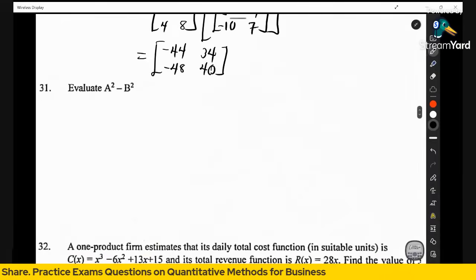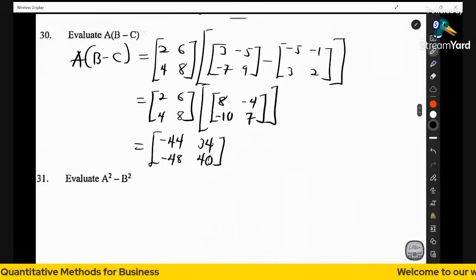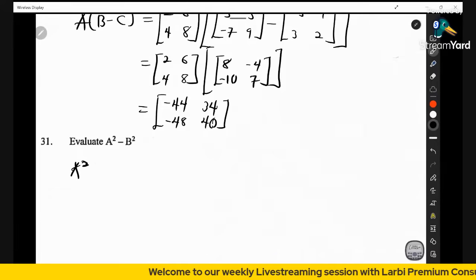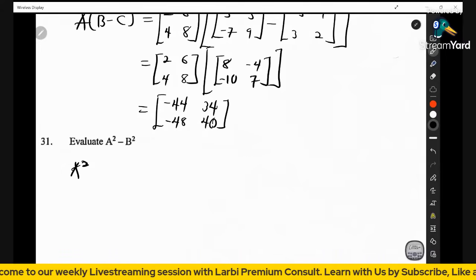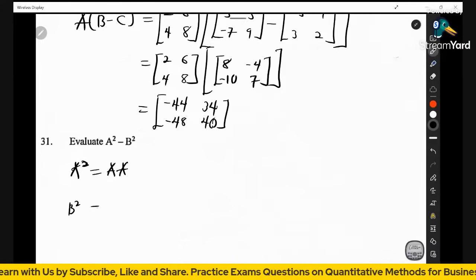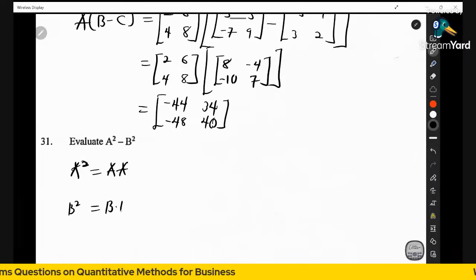Okay, that's fine. So we are also asked to evaluate A squared minus B squared. So A squared, I think you remember we solved something similar to this where we say p squared minus q squared. So the same thing here, that is A multiplying A. Then B squared, that is B multiplying B.